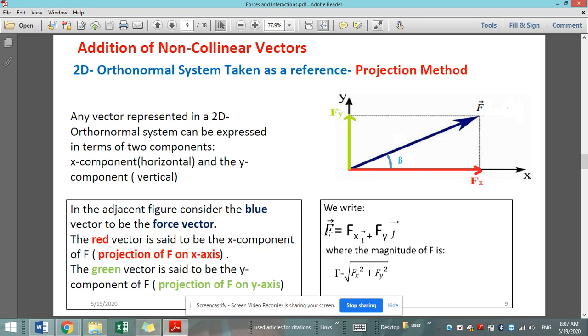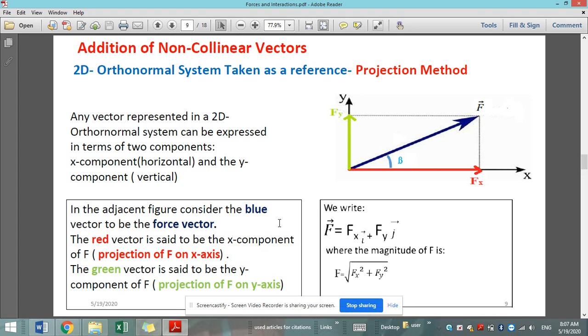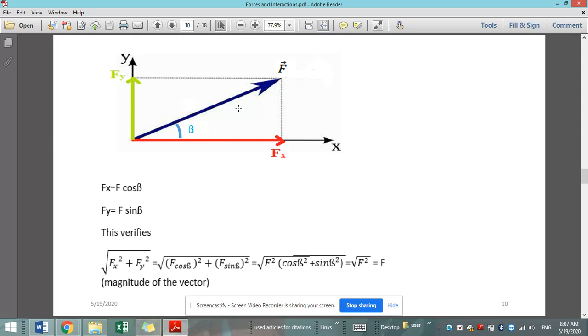So we write that F, any vector in the two-dimensional reference system, is expressed in terms of its x component and y component. So F vector is equal to Fx i vector plus Fy j vector, and the magnitude of F is radical Fx squared plus Fy squared. In order to prove that F is equal to radical Fx squared plus Fy squared, and by F here we mean the magnitude, we can do some geometric calculations or proofs.